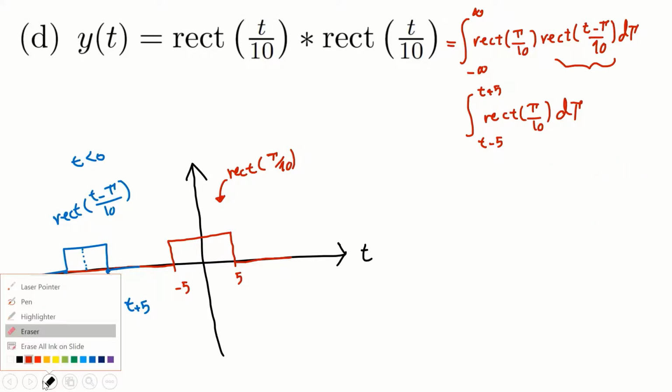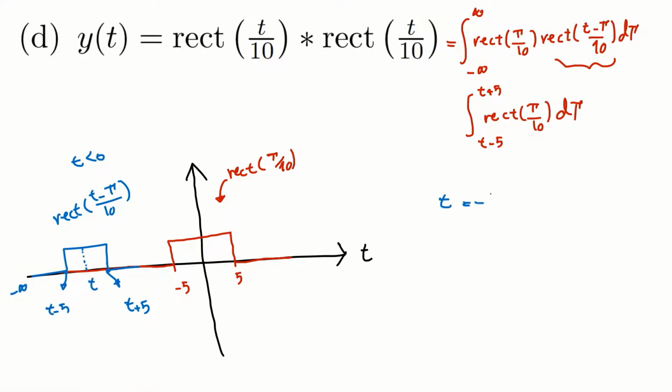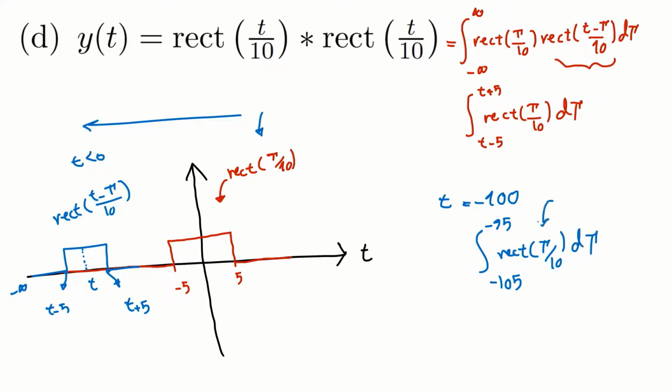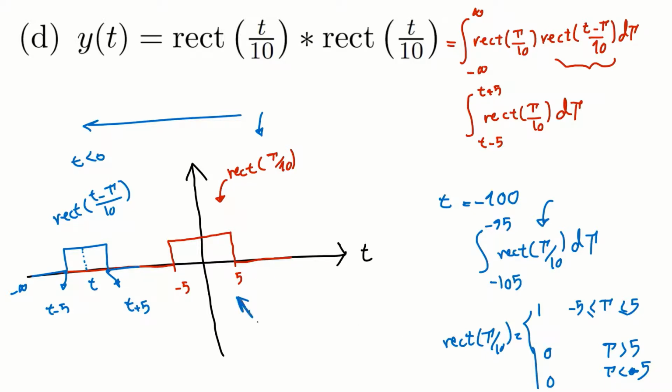Now take a very small value for t. For example, assume t is minus 100. Okay, very small. That means we have shifted this signal to the very left. So this integration becomes minus 100 minus 5 is minus 105 to minus 95 of rectangular of tau over 10 d tau. All right, and we know the value of this signal rectangular of tau over 10 is 1 if tau is between minus 5 to 5. Otherwise it is 0. Okay, and that's what we have plotted here.